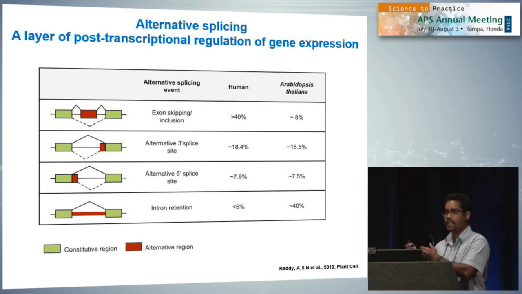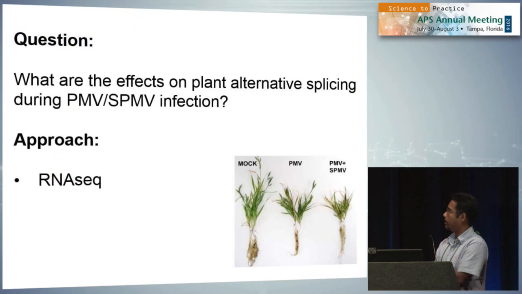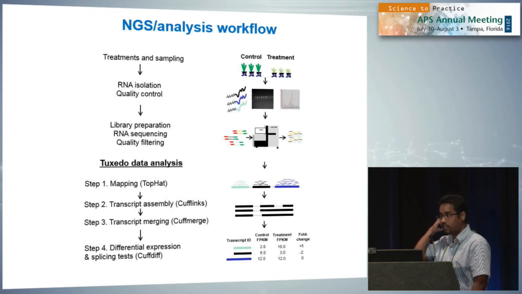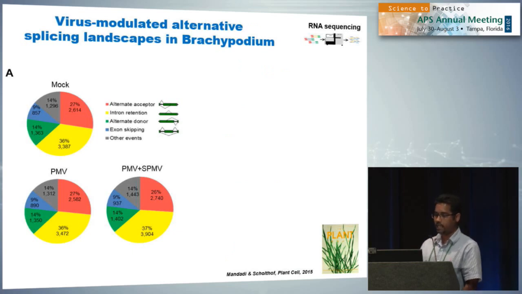We were interested in understanding these changes during a plant-microbe interaction, so we took advantage of some of the latest tools. RNA-seq is useful for doing such analysis, so we went ahead and did that. Cutting down a long story, two years of work and the workflow through the transcriptome and alternative splicing analysis, what we found is shown here in a pie chart of the different splicing types that are misspliced during PMV and SPMV infection.